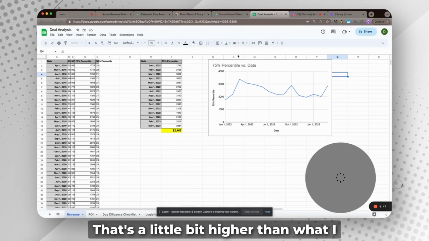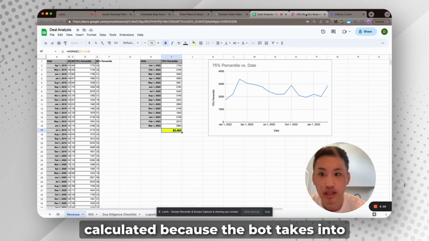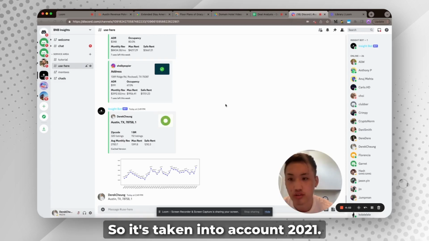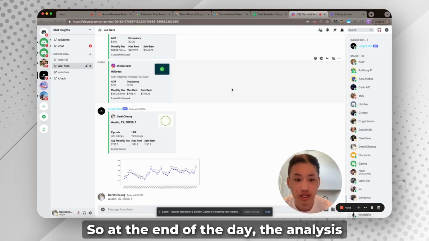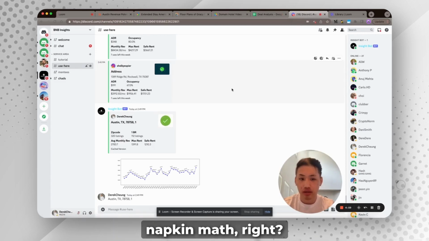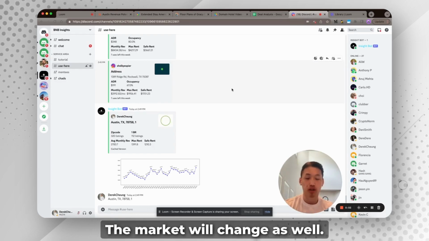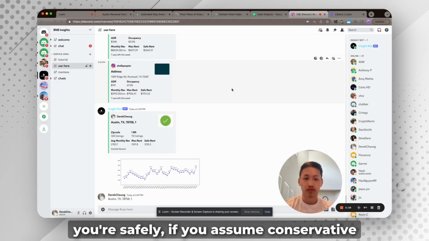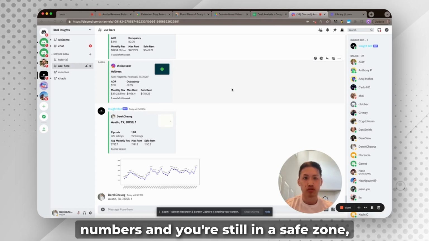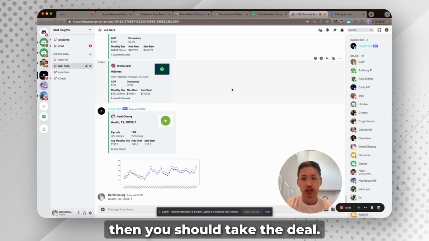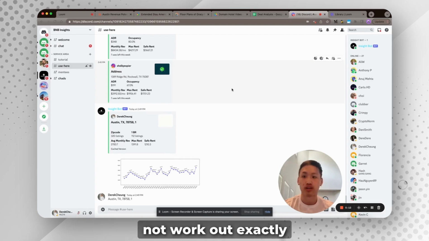That's a little bit higher than what I calculated because the bot takes into account the past 2 years, so it's taken into account 2021. At the end of the day, the analysis here is kind of like back-of-the-napkin math, right? You're not going to get the exact numbers. The market will change as well. This is just giving you, if you assume conservative numbers and you're still in a safe zone, then you should take the deal. At the end of the day, the deal will probably not work out exactly as you're projecting.